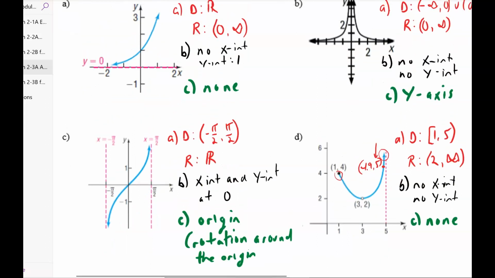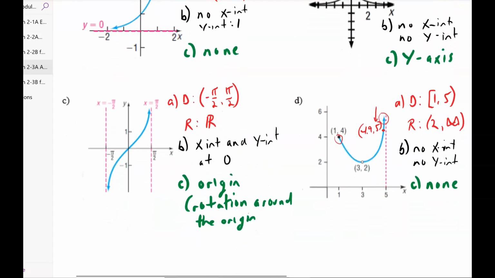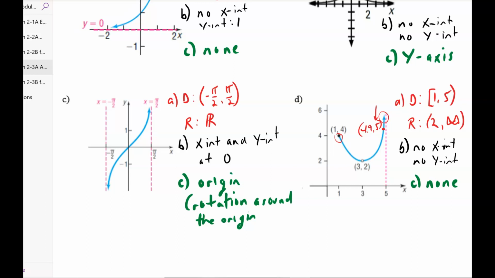Okay, and you can see that graph B is symmetric with respect to the y-axis, and C has origin symmetry, which really means rotation around the origin of 180 degrees. But we're just going to call that origin symmetry in this class.